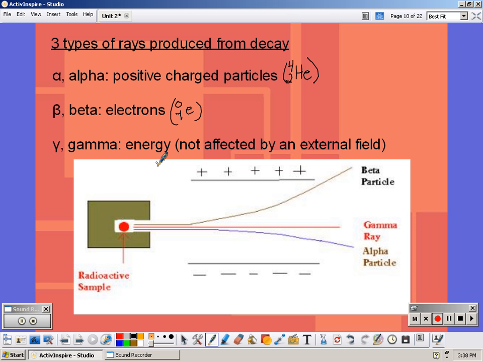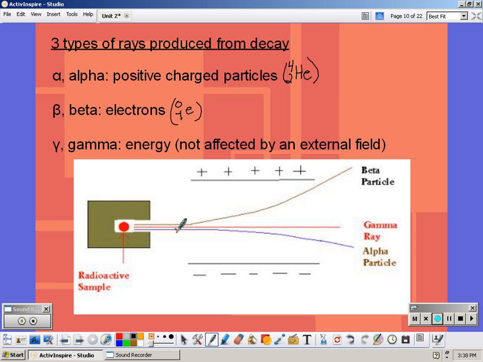So if you think about a radioactive sample, uranium, and you're firing its rays coming off through a field where you have positive and negative, what you would notice is that the beta particles, which are negatively charged, get attracted to the positive side. The alpha particles, which are positively charged, are attracted to the negative side.